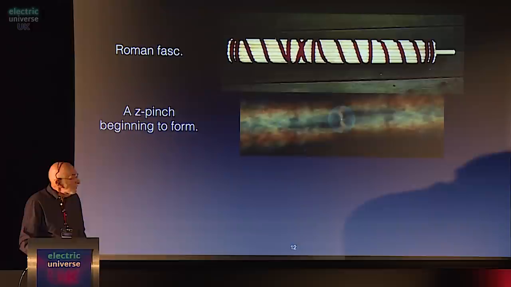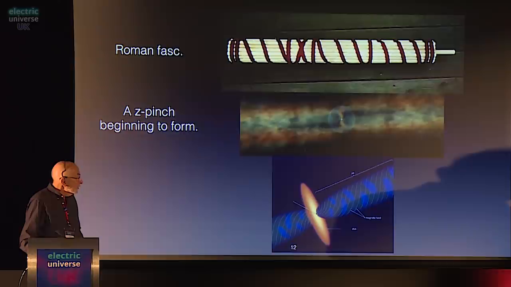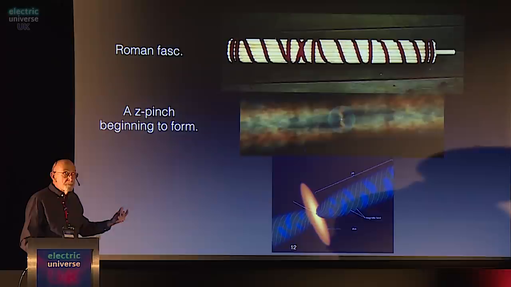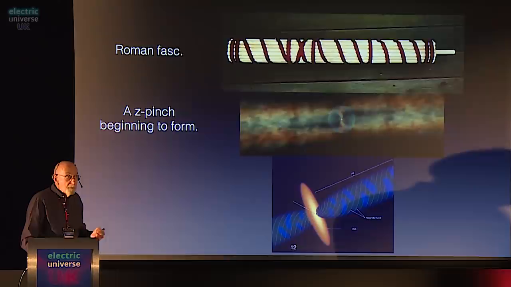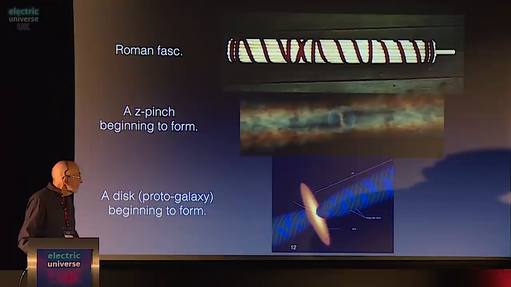And so what you can end up with is a formation of, if the Birkeland current is big enough, a galaxy. If it's a smaller one, you maybe get a star. If it's smaller yet, maybe you don't get hardly anything. So it depends on the size of the Birkeland current as to what the result really is.